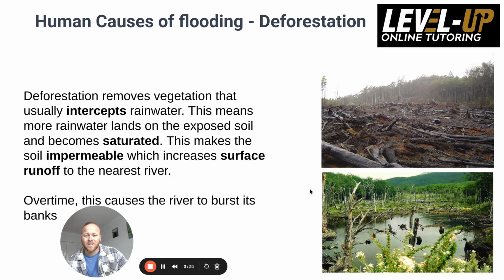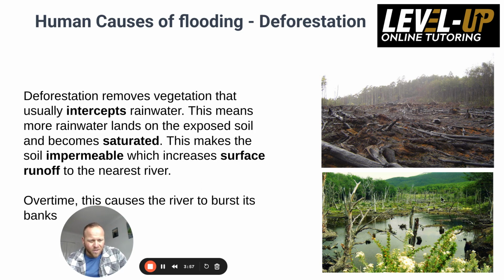The next human cause is similar, but it's linked to deforestation. We said earlier that trees and plants can intercept water, which means they can block the water and absorb it, so less water hits the ground. If you remove that vegetation through deforestation, that rainwater is going to hit the ground quicker, which means that soil is going to become saturated. And we said earlier, didn't we, that if the ground is saturated, it can't absorb or infiltrate any more water. So that's going to increase surface runoff, and again, that water goes back into the river, causing the river to burst its banks.